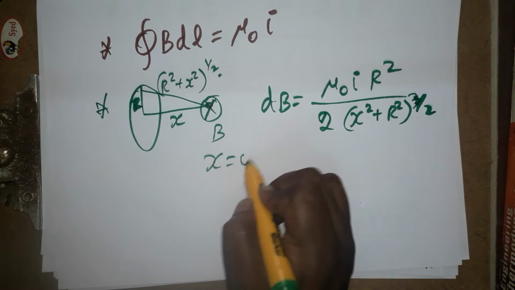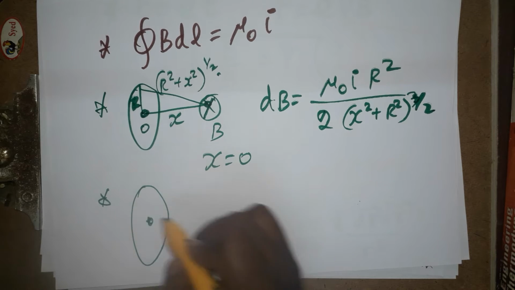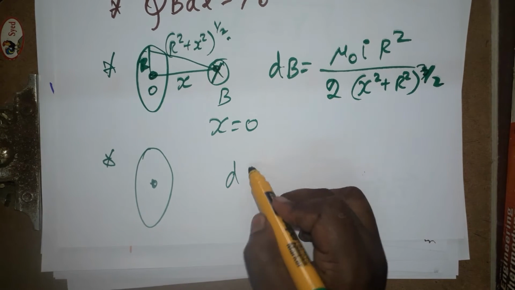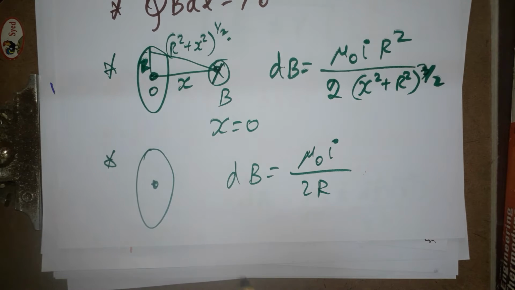When x is 0, we get the center point of the circular coil. If you want the center point of the circular coil, the same formula, but x is 0: B is equal to mu naught I divided by 2r. What is the magnetic field at the center of the coil? Okay, yeah, next one.